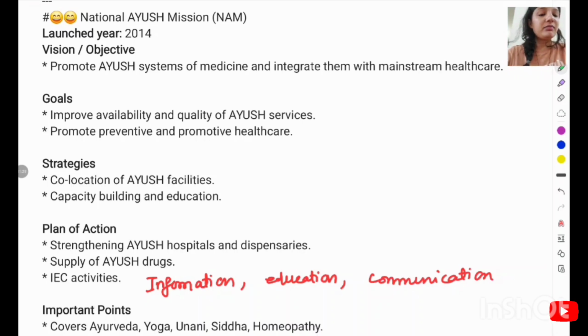Next comes the National AYUSH Mission, NAM, launched in 2014. These two programs were launched in 2014, this and the Swachh Bharat Mission. It promotes AYUSH systems of medicine and integrates them with the mainstream. So it basically mainstreams our AYUSH, and that is a very big opportunity for all Ayurveda, yoga, naturopathy, Unani, Siddha and homeopathy practitioners. The goal is to improve the availability and quality of AYUSH services and promote preventive and promotive healthcare.